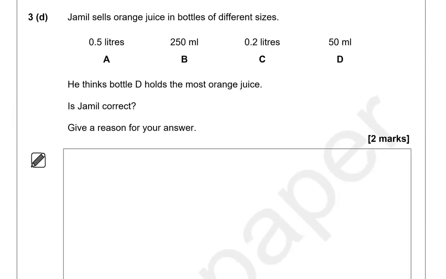Jamil sells orange juice in bottles of different sizes. He thinks bottle D holds the most orange juice. Is Jamil correct? Give a reason for your answer.